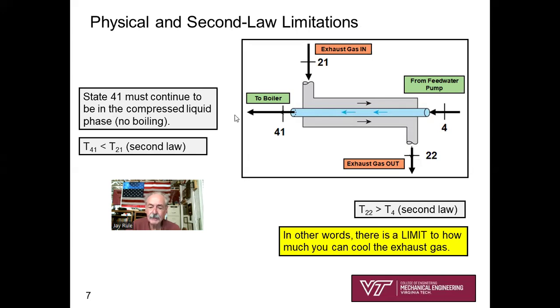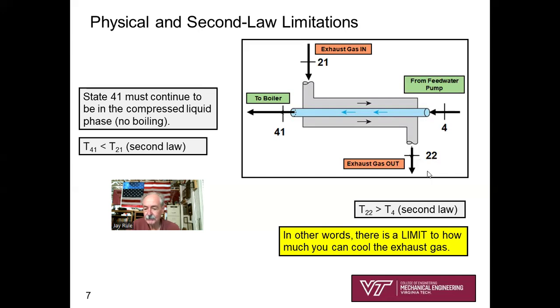Another physical limitation is, as we're designing our system, recognize that you really can't extract so much energy from the exhaust gas that you're going to boil this water. It must continue to be in the compressed liquid phase. That's something, as an engineer, you must check, because this exhaust gas is going to be coming in very hot. You want to be sure that the combination of mass flow rates is not resulting in boiling the water coming out of the economizer, but we must have compressed liquid going into the steam generator for a number of subtle reasons.